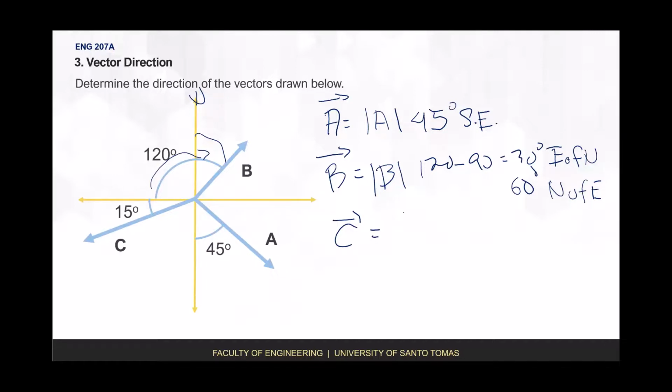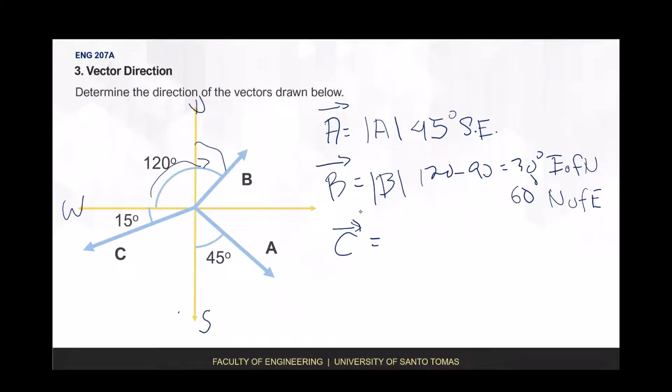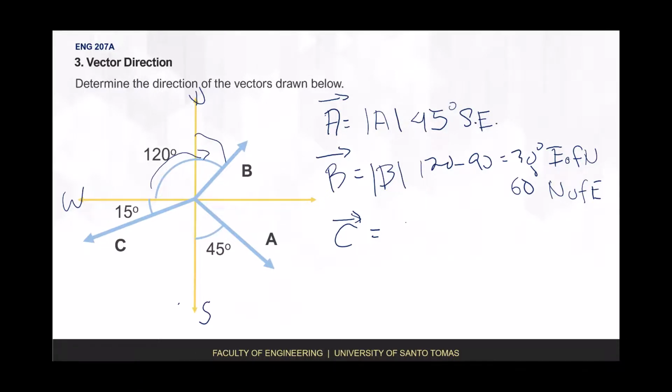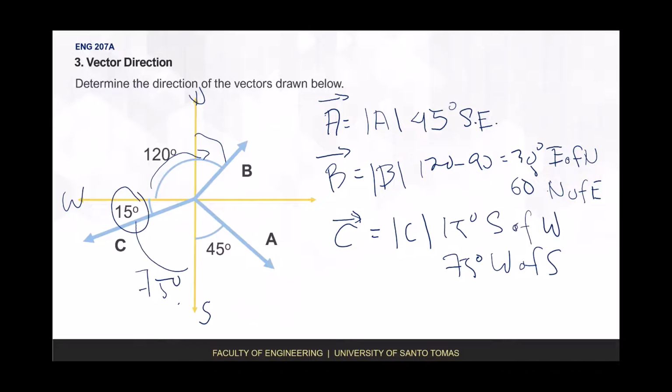With C, so we have here west, we have here south. Anyone from group 6? Kindly help me, Carlos. So, ano ang magiging direction ng vector C? So, we have here yung certain magnitude C. We know yung 15 degrees, pero where? How would I coin it? Carlos? Do you see the pattern, class?